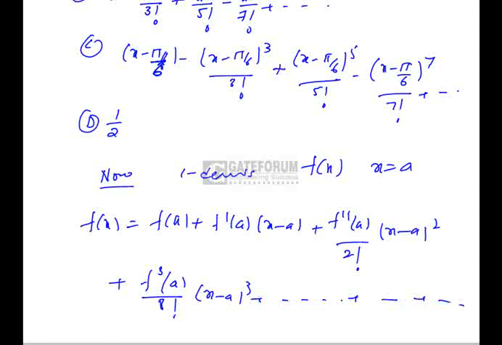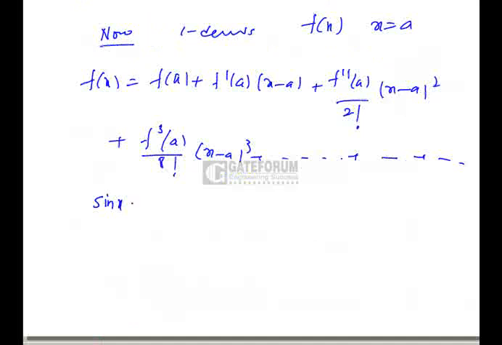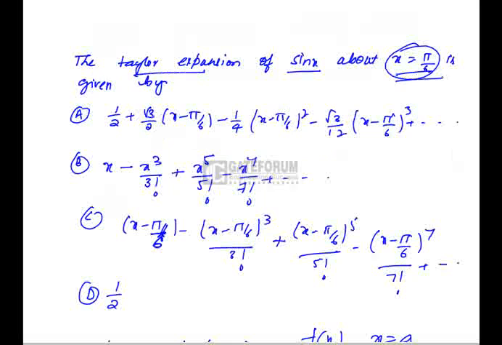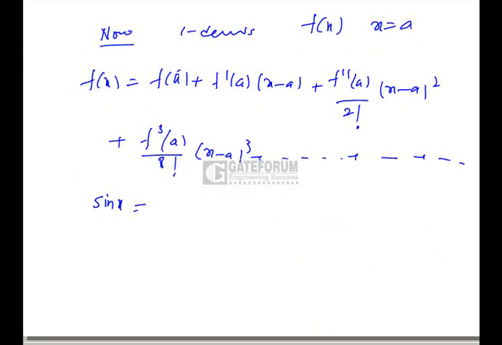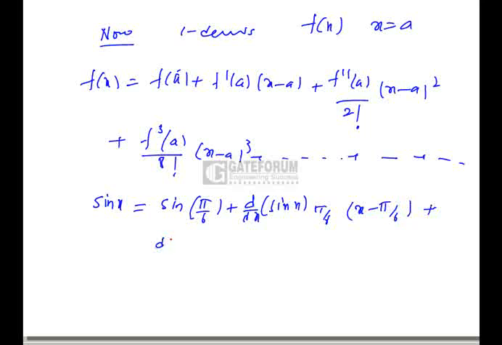Now here we have to find the Taylor expansion of sin x. So the value of f of x is sin x, and we know the value of a, which is given as pi by 6. Now sin x will be equal to sin pi by 6 plus differentiation of sin at pi by 6 into x minus a, which is x minus pi by 6, plus double differentiation, that is d square by dx square of sin x at x equals pi by 6 into x minus pi by 6 whole square, plus so on.